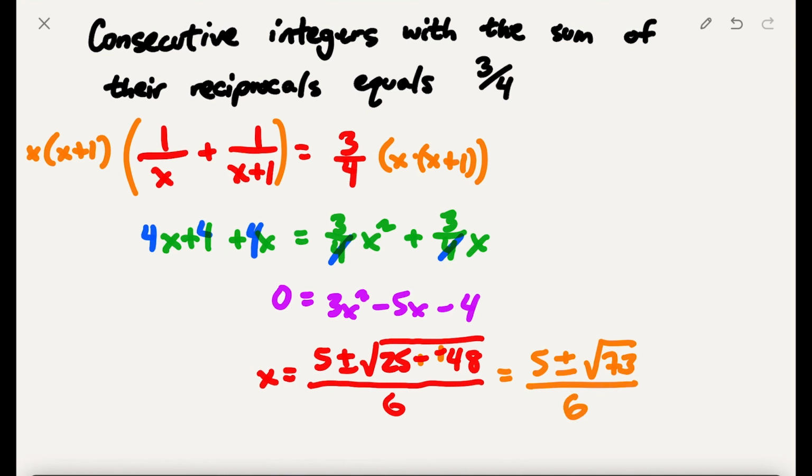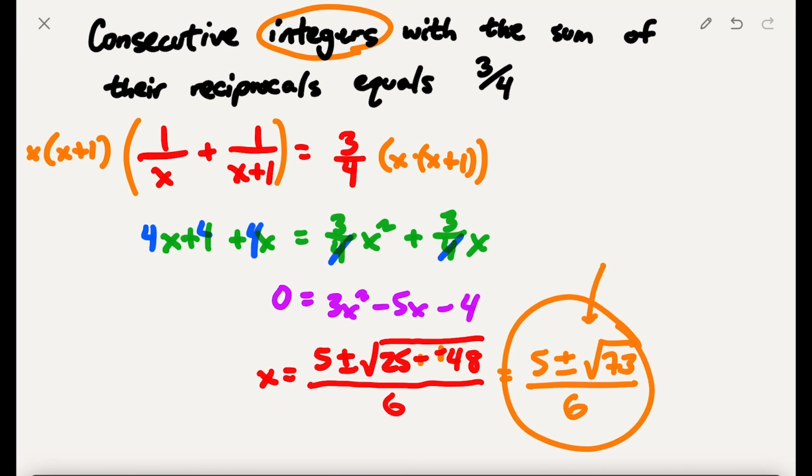Now, it says consecutive integers, which would mean whole numbers. This is clearly not a whole number because it's irrational because of the square root of 73. So the answer for this one is no solution. So the question does say, are there two consecutive integers such that if you add their reciprocals, it equals 3/4? And the answer would be no, there is none, because there's no solution when you try to solve it out.